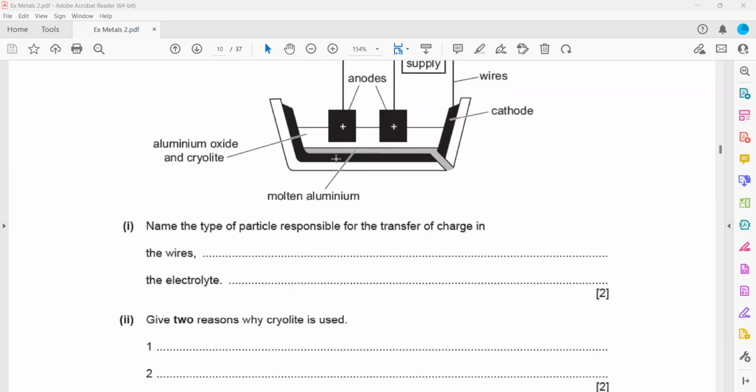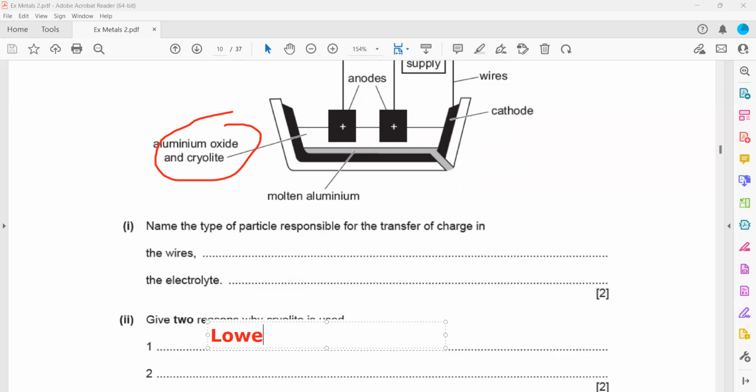Two reasons why we add cryolite. You can see cryolite is added here, aluminum oxide with cryolite. So what is the reason for adding cryolite? Number 1, whenever we add cryolite, it lowers the melting point. It does not speed up; it's not a catalyst, so you cannot say speed up, that is wrong. It lowers the operation temperature, or it lowers the melting point of aluminum oxide, and it increases the conductivity, like it has more particles in it.